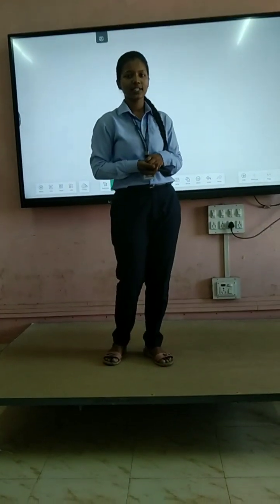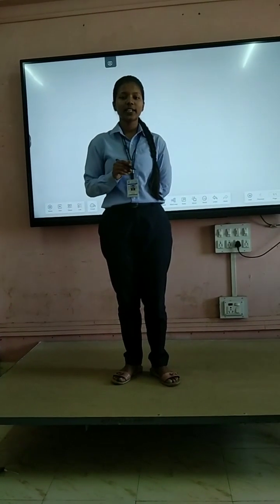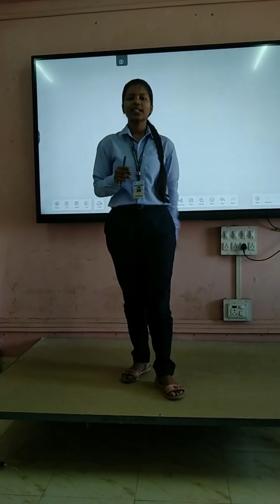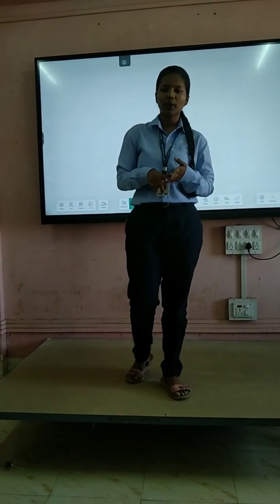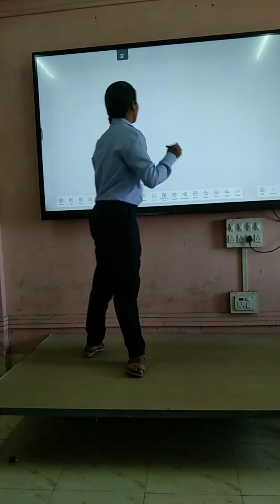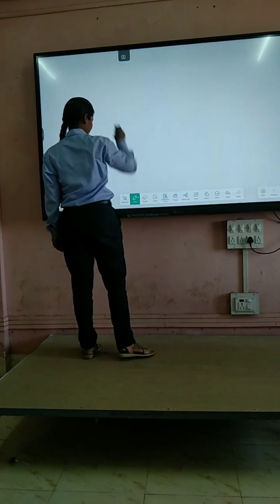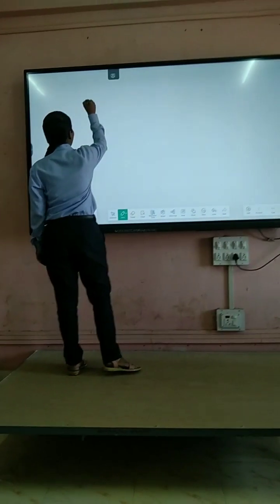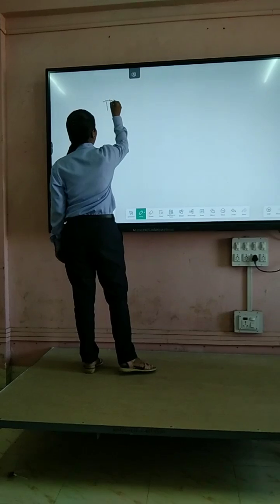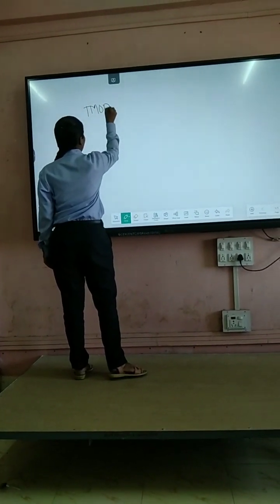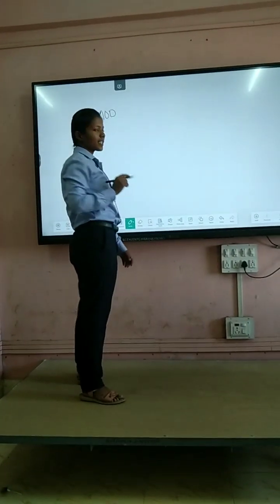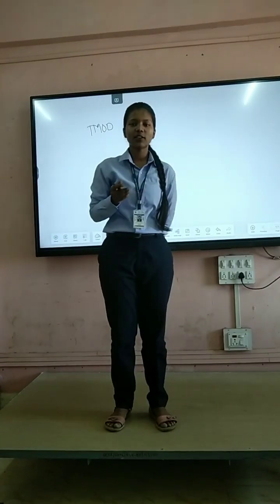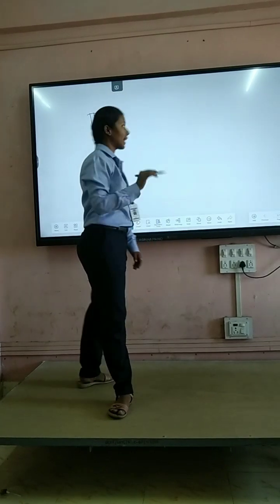Explain special function registers. There are 21 special function registers, and now I will explain only 4 registers, that is TMOD, TCON, SCON and PCON. First is TMOD, and TMOD is an 8-bit register, and it is used in the 8051 microcontroller.